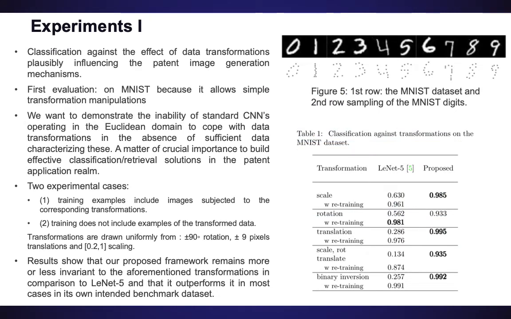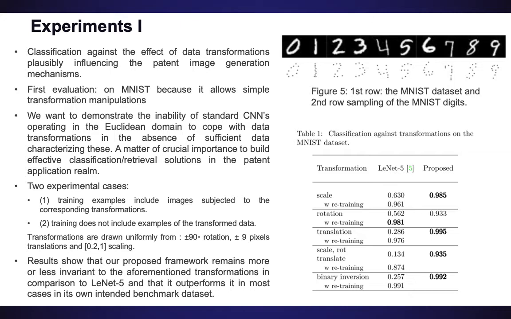The set of experiments to validate our method consists of a classification task against data transformations plausibly influencing the pattern image generation mechanism. The first one we try is on the MNIST data set, just because it's simple for transformation manipulations. Here we want to show first that standard CNNs cannot cope well with data transformations in the absence of representative data. This is key and important to us because we would like to be able to learn features invariant to data transformations, even in the absence of data subjected to such transformations.